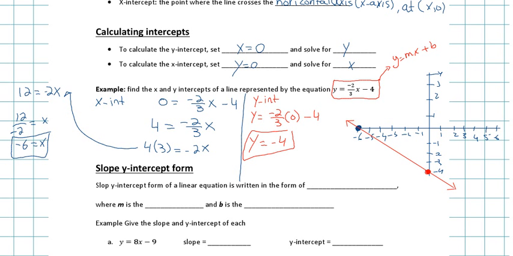Now, what we did so far is finding the x and y intercepts. Plug in 0 for x if I'm finding the y-intercept, and plug in 0 for y if I'm finding the x-intercept.